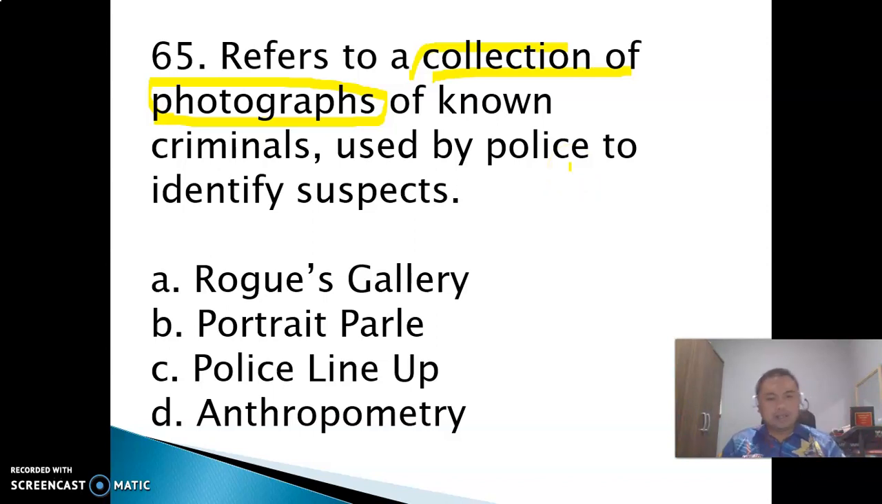Is it rogues gallery, portrait parle, police lineup, or anthropometry? So, of course, this is rogues gallery. It's the collection of photographs of known criminals, used by the police to identify the suspect.